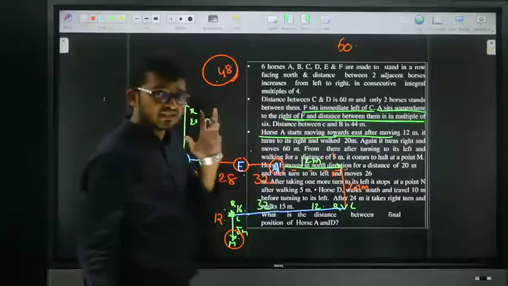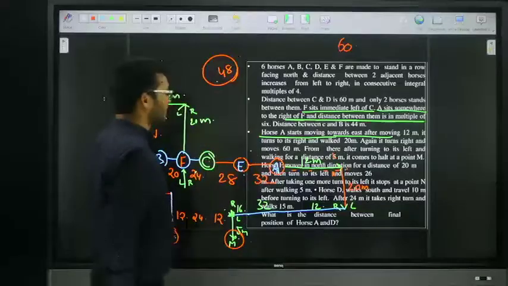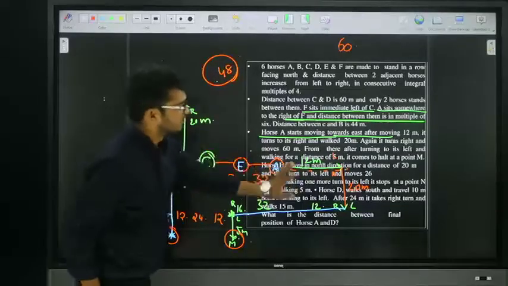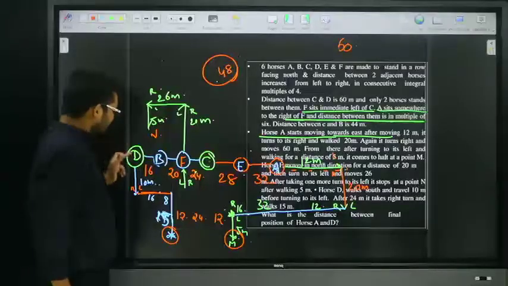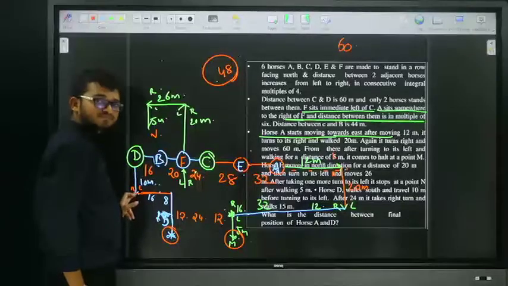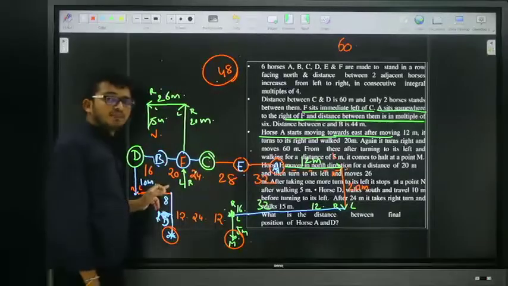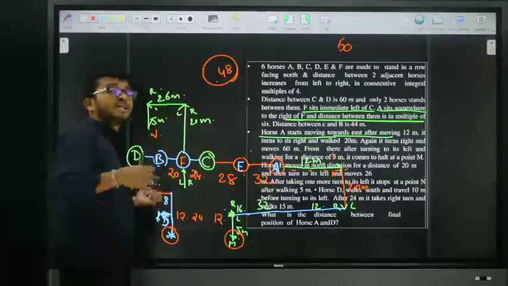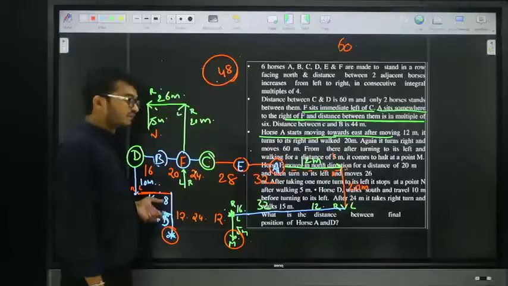Friends, again, in the entire one, is there any doubt? For D, don't get any confusion. Here I wrote something, so it is a little bit confusing. Again, horse D moves 10 meters south before taking a left turn. After that it moves 24 meters before taking a right. After taking the right turn, it moves for 15.